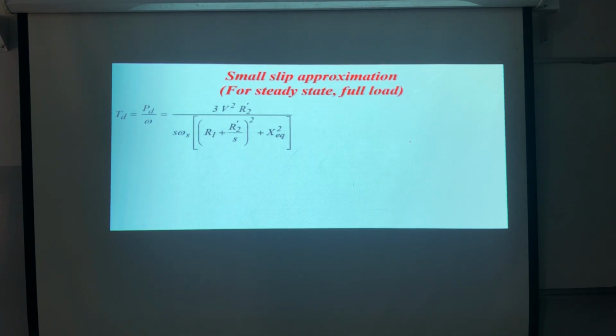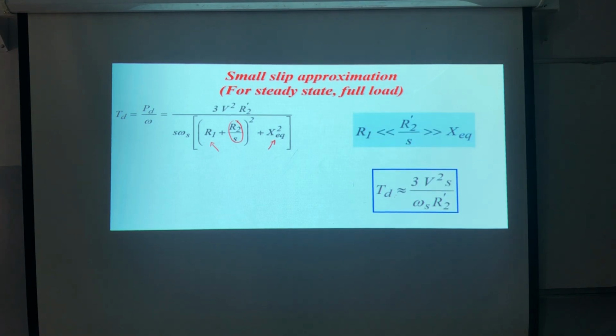Now, what about a slip which is small, which means that I'm near the synchronous speed? In this case, I'm dividing by a very, very small value. So this one will dominate this one and this one. Which means that the torque now is proportional to the slip.